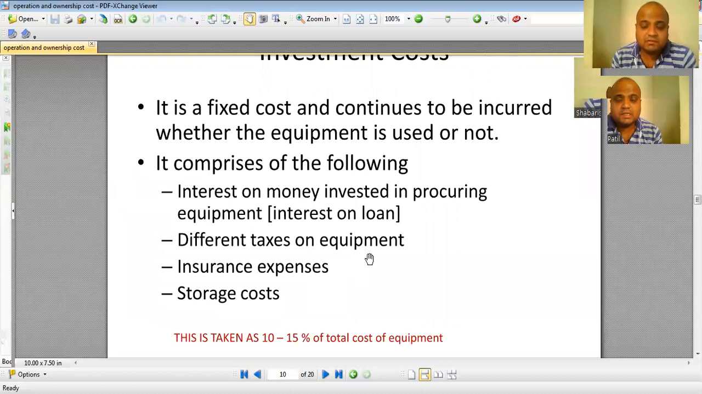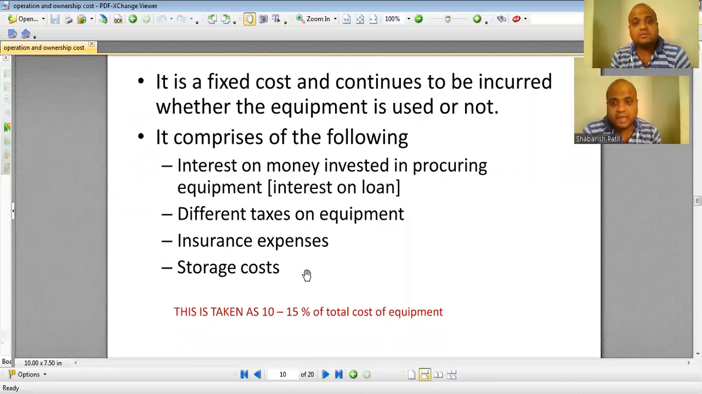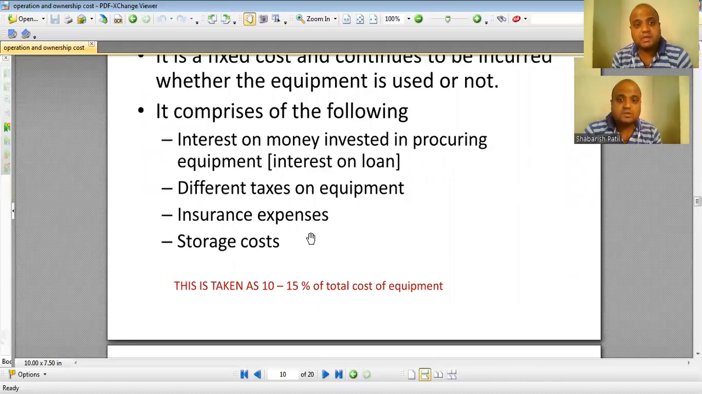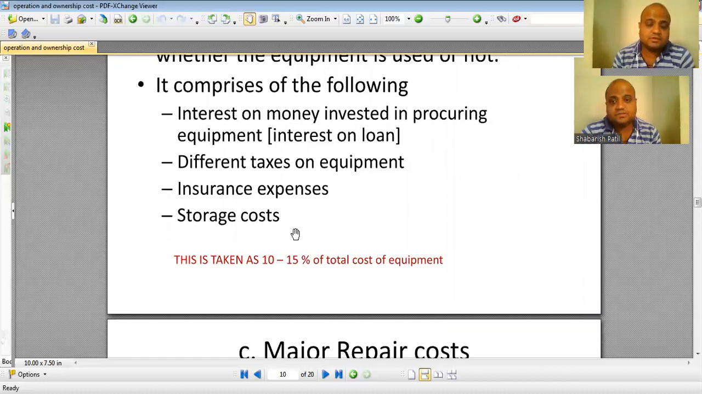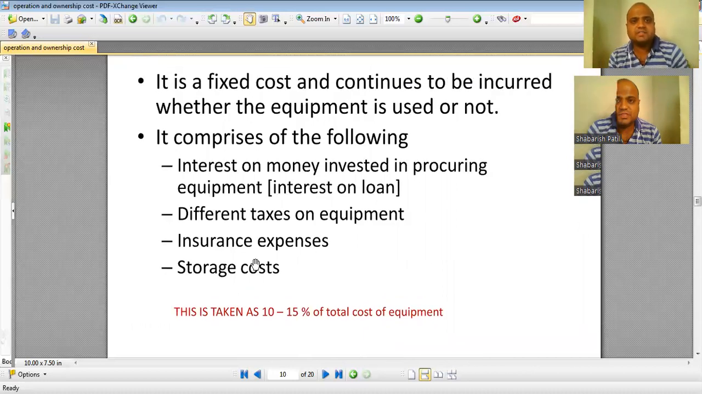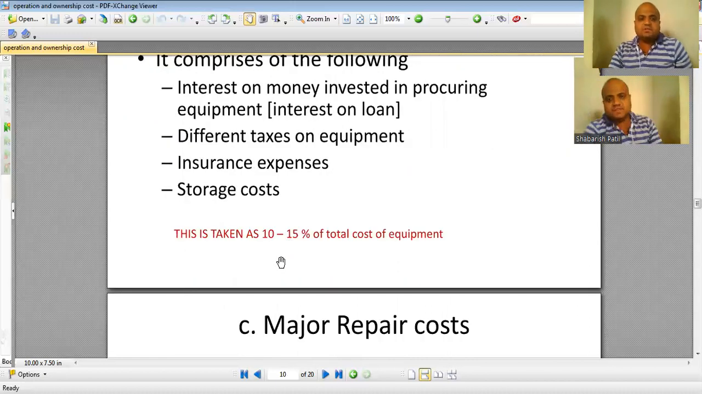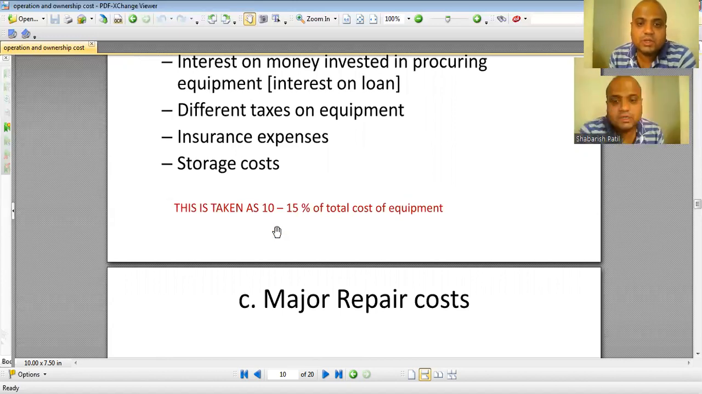And then different taxes on the equipment. There will be many taxes levied on the equipment based on its capacity, and based on where it is working. And some insurance, maybe a third party insurance, which may be helpful in case of an accident. And of course the storage costs. It is not that storage comes free. We have to take care of the storage costs also. So generally, what do we take as far as investment cost is concerned? It is always taken as around 10 to 15% of the total cost of the equipment. Please remember this: investment cost is generally taken as 10 to 15% of the total cost of the equipment.